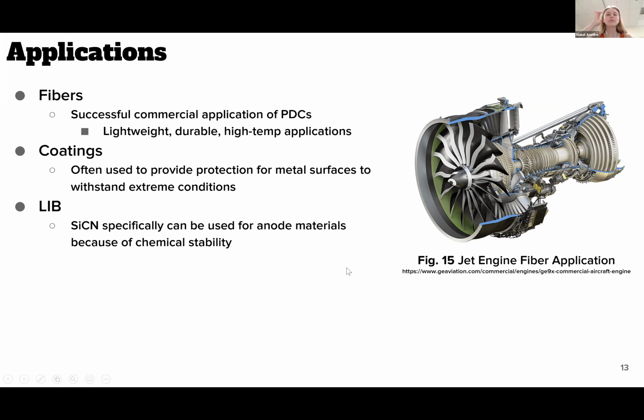And then lithium-ion batteries are something that I've worked with in the lab, and I think it's interesting that the polymer-derived ceramics can be used for anode materials because of their chemical stability, and they also have some reactions with the lithiation and the delithiation of the cell. So yeah, that is what I have for today.